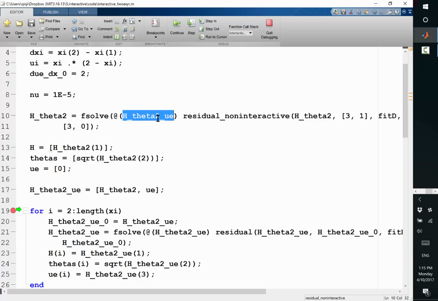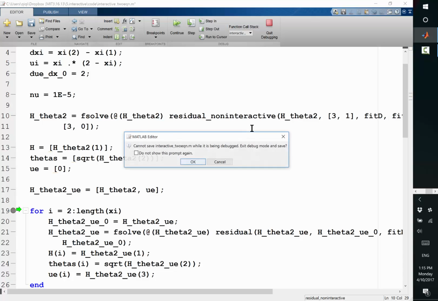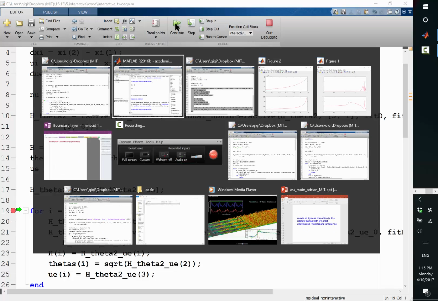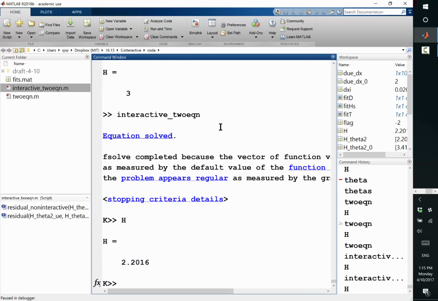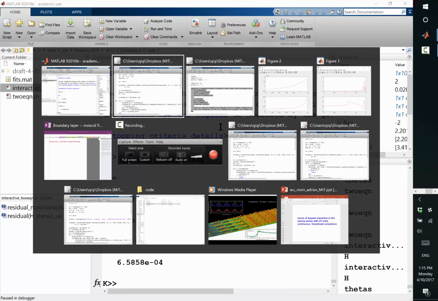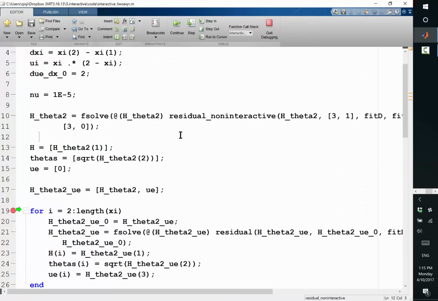Oh, here, this is the problem. This also needs to be, so this is the argument. We are not putting the right argument into the solver. Okay, let's run it again. Okay, so that's the same thing as we got last time, right? So we're calling that non-interactive function once in this script. That's right. Oh. To get the initial condition.